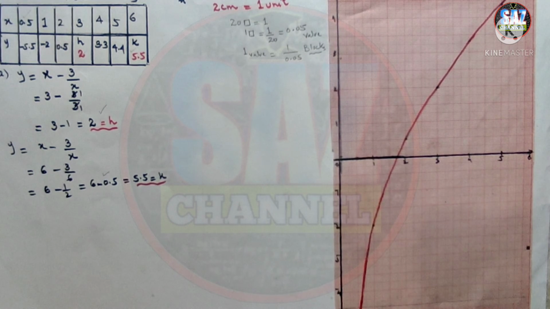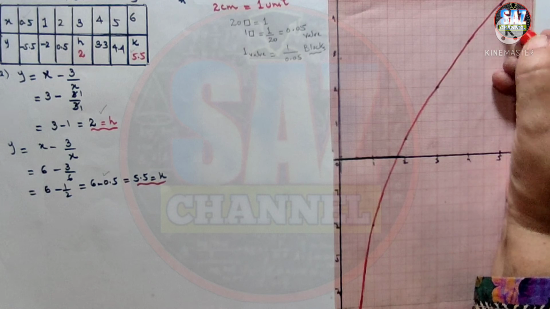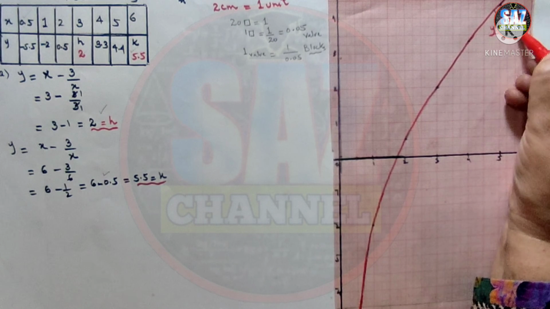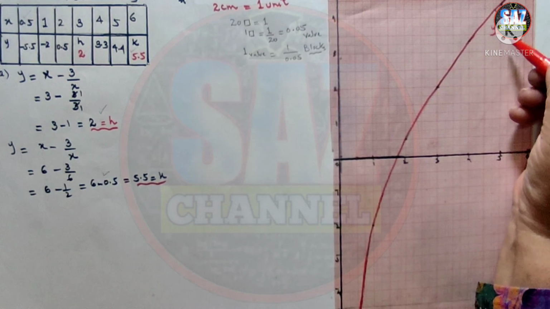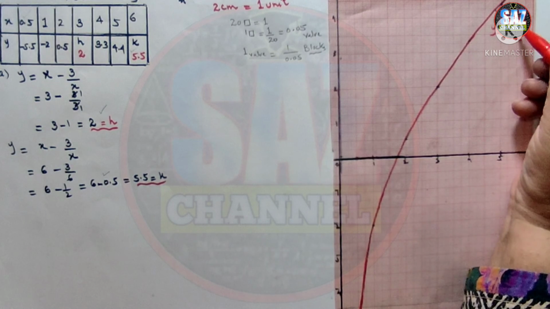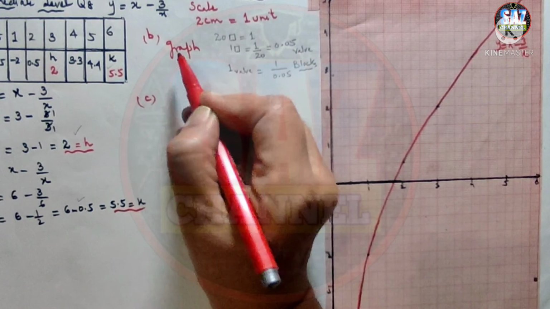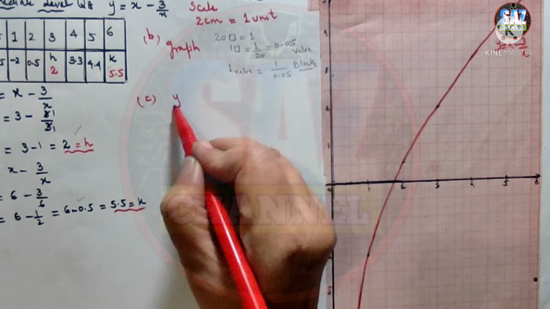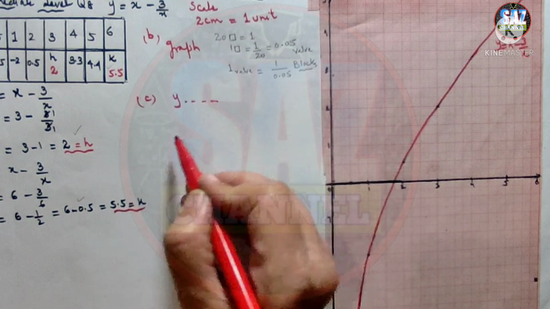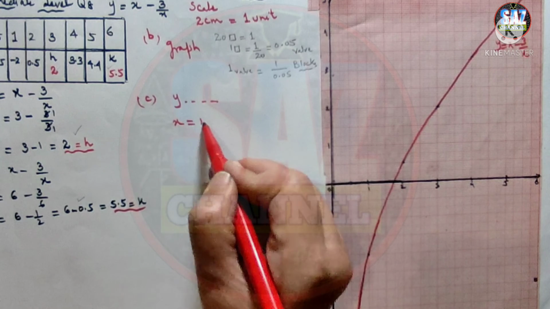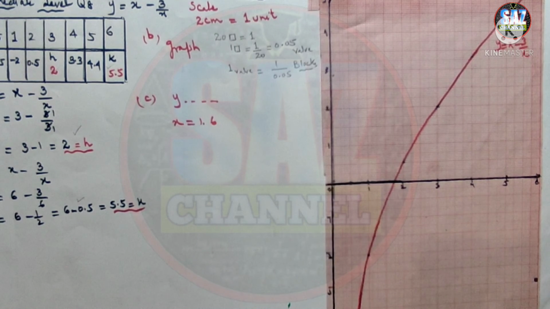And let me mark this curve as well. This is y equals x minus 3 by x. Coming to the next part of the question, the graph part is done. And in part C, we need to find y when x equals 1.6. First locate the position of 1.6 on your graph.